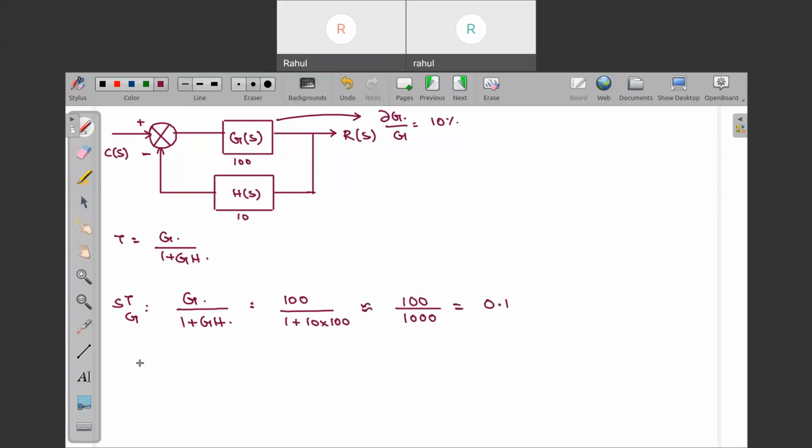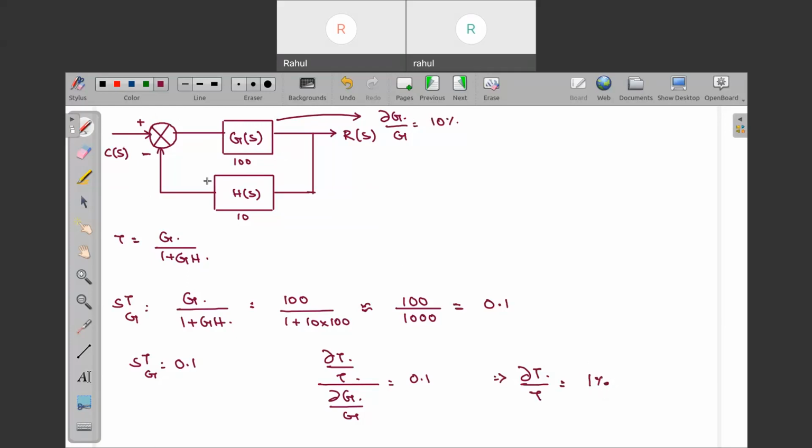And we know S_T^G is what we have just calculated. So S_T^G is del T by T over del G by G. So this is equal to the calculated small value, and del G by G is 10%. So that means del T by T is equal to a very small percentage. So you can see, if you disturb the forward path by 10%, your overall transfer function gets disturbed by only a very small amount.